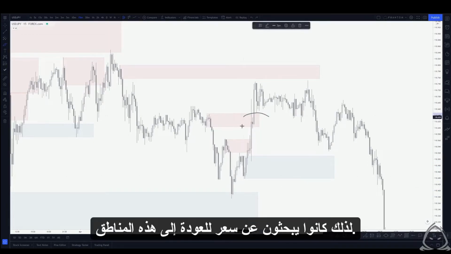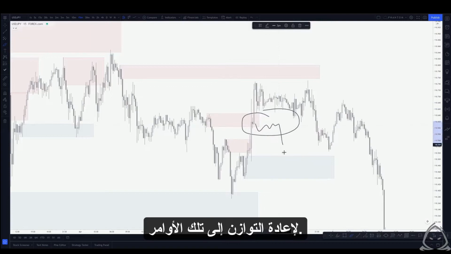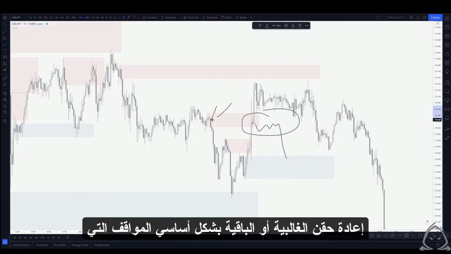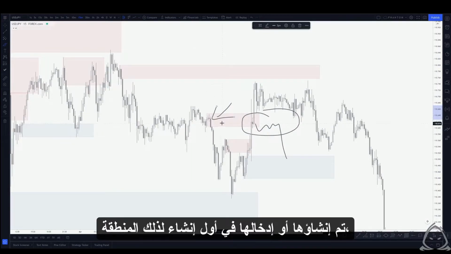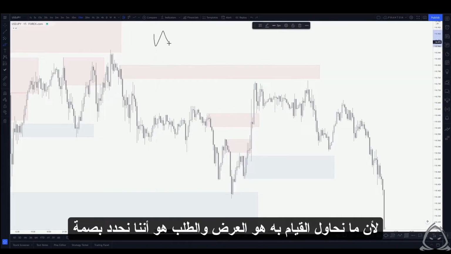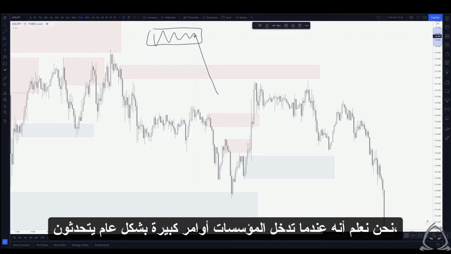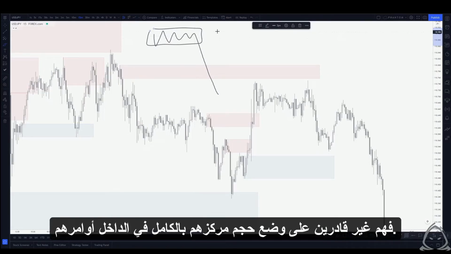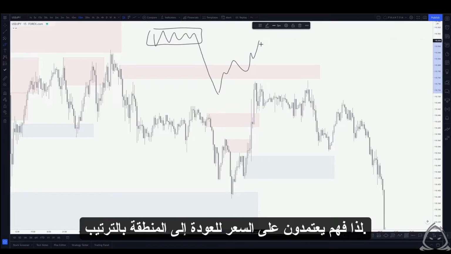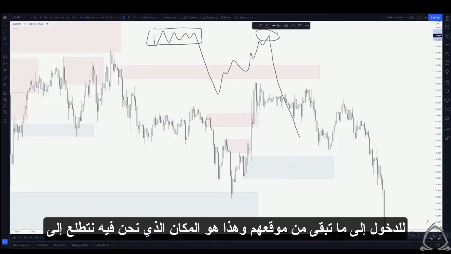And as a result, we're looking for price to return to these areas to rebalance those orders, essentially re-injecting the majority or the remainder of the positions that were created or entered on the first creation of that zone. Because essentially what we're trying to do with supply and demand is we're identifying a footprint of where large orders have been placed in the markets. We know that when institutions are entering large orders, generally speaking, they're not able to put their entire position size within their orders, so they're banking on price to return back to the zone in order to enter the remainder of their position, and that's where we're looking to target.